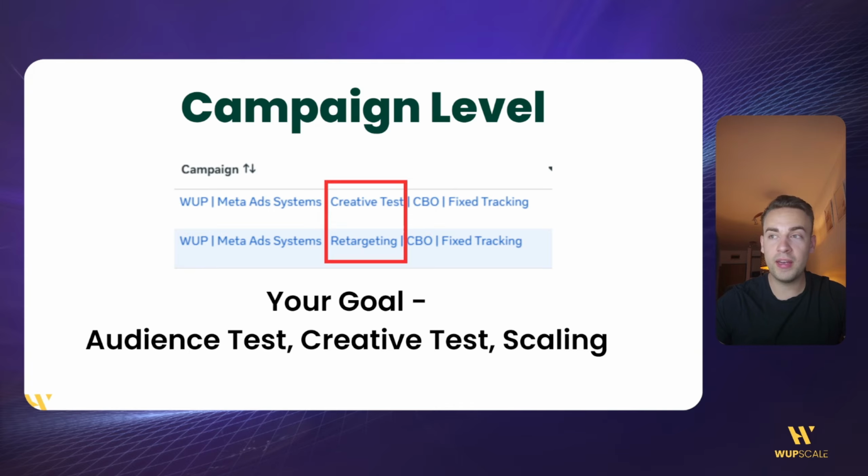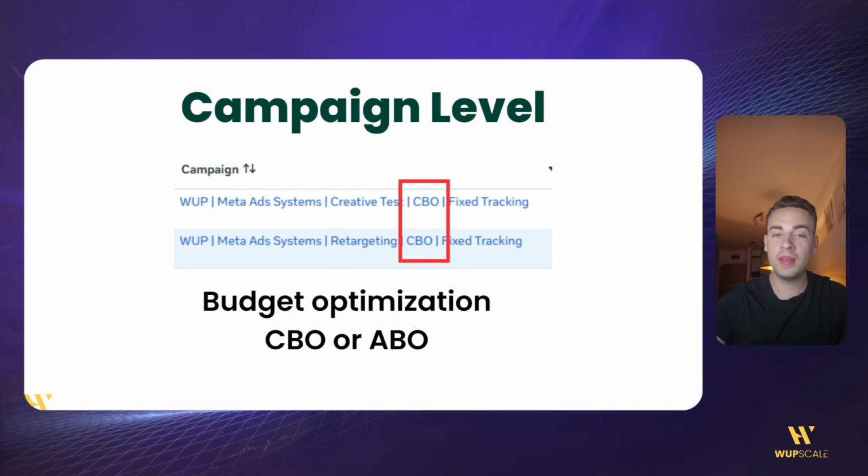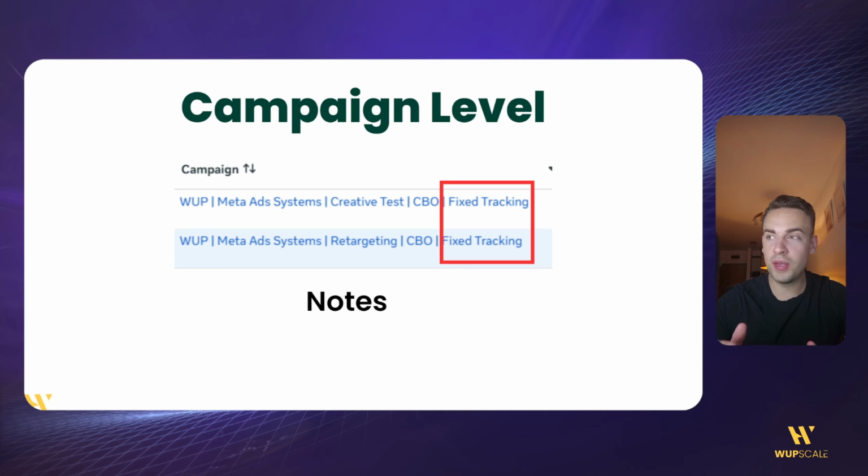Next, on the campaign level, after I put the spacer, I like to put my goal. So I have a retargeting campaign, I have a creative test, I have an audience testing campaign or a scaling campaign. You can reflect all of that inside the naming convention. And then I also reflect the budget optimization, so either we use CBO or we use ABO. And as the last part of my campaign naming, I just add some notes if I have, so maybe the date I launched, or in this example, I had some tracking issues, so these campaigns get the fixed tracking note.